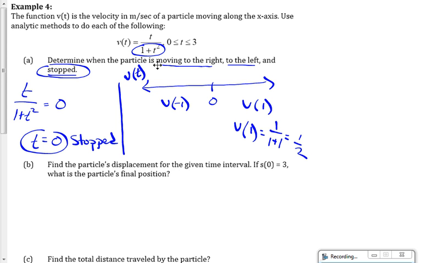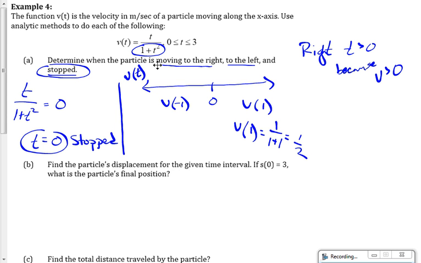Moving right or moving left? It's moving right. Why? It's moving right for t greater than 0, because velocity is greater than 0 on that interval, right? Are you convinced that its velocity is positive for everything greater than 0 on the time continuum?